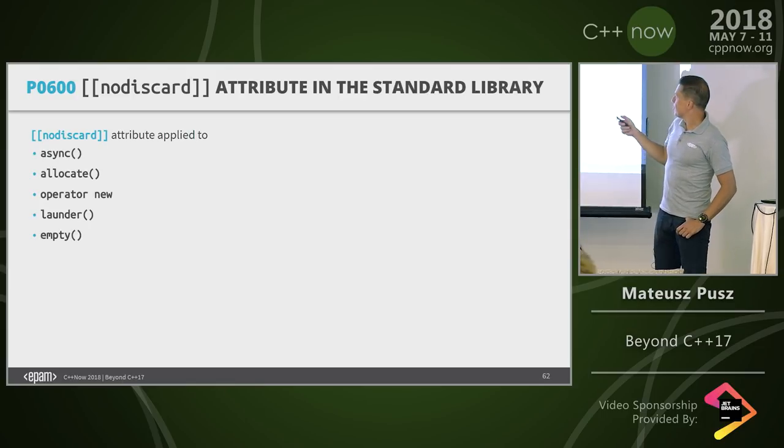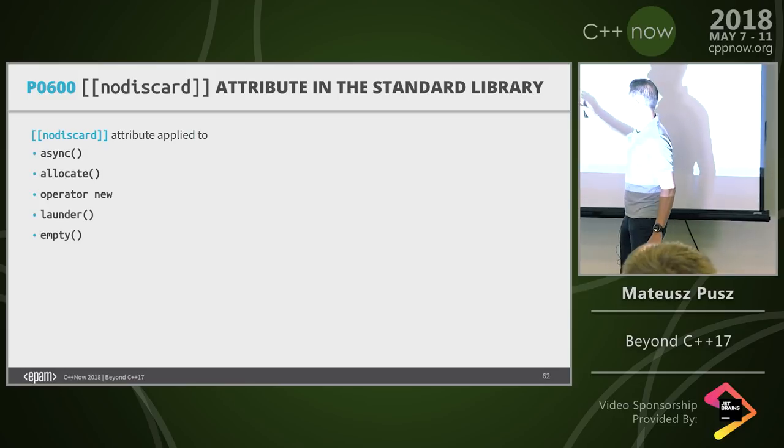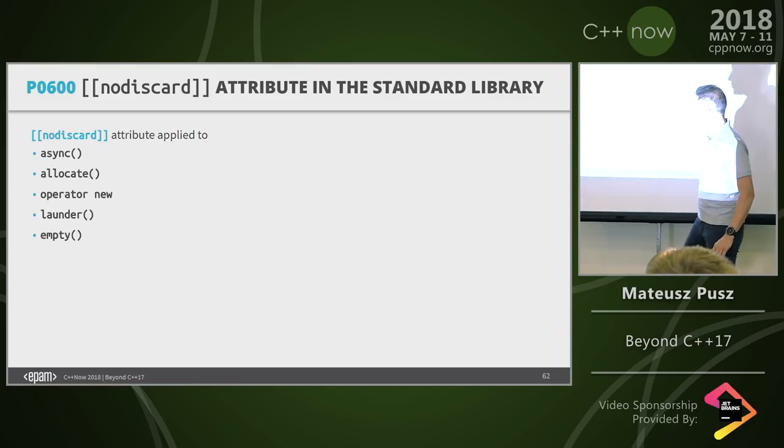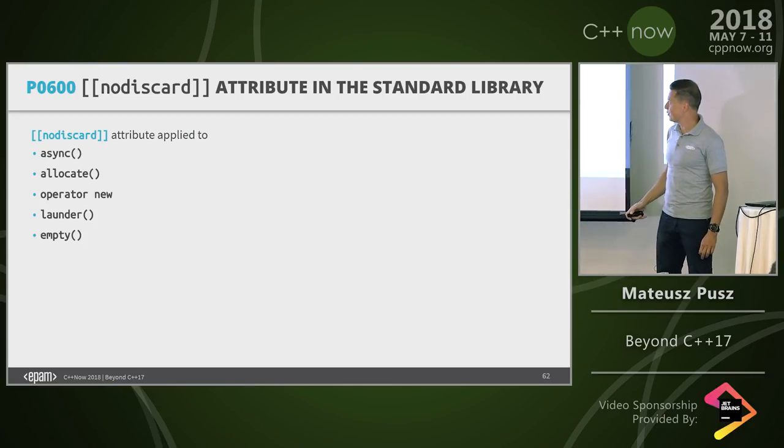Also, the nodiscard attribute was added to the library. Right now, it was added only to those functions: async, allocate, operator new, launder, and empty. But it's possible that after some time, more functions will be marked with nodiscard.